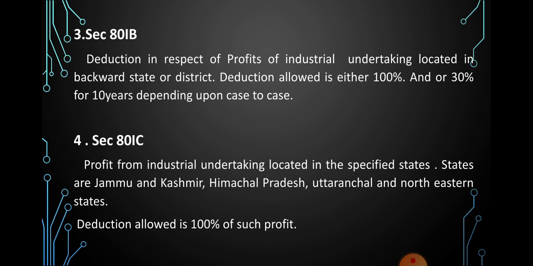Fourth one, Section 80IC, the profit from an industrial undertaking located in the specified states. The states are Jammu and Kashmir, Himachal Pradesh, Uttaranchal, and the Northeastern states. Deduction allowed is 100% of such profit.